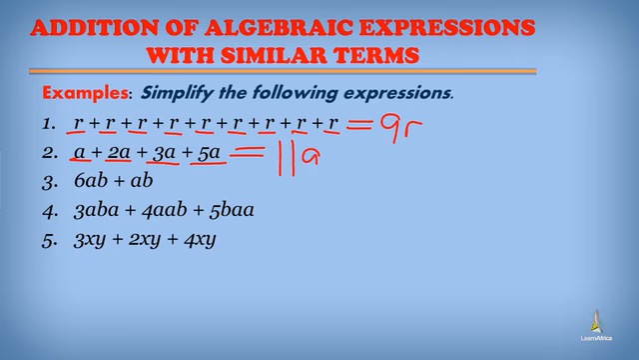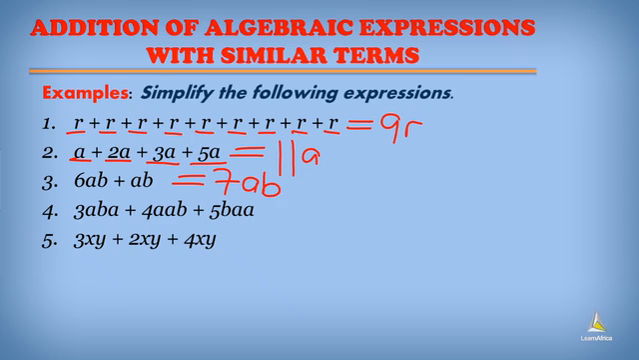Now we also have another situation here. We have 6AB plus AB. Now AB here just represents 1AB. Okay, so we have 6 plus 1, that will be 7AB. I'm sure you are following.